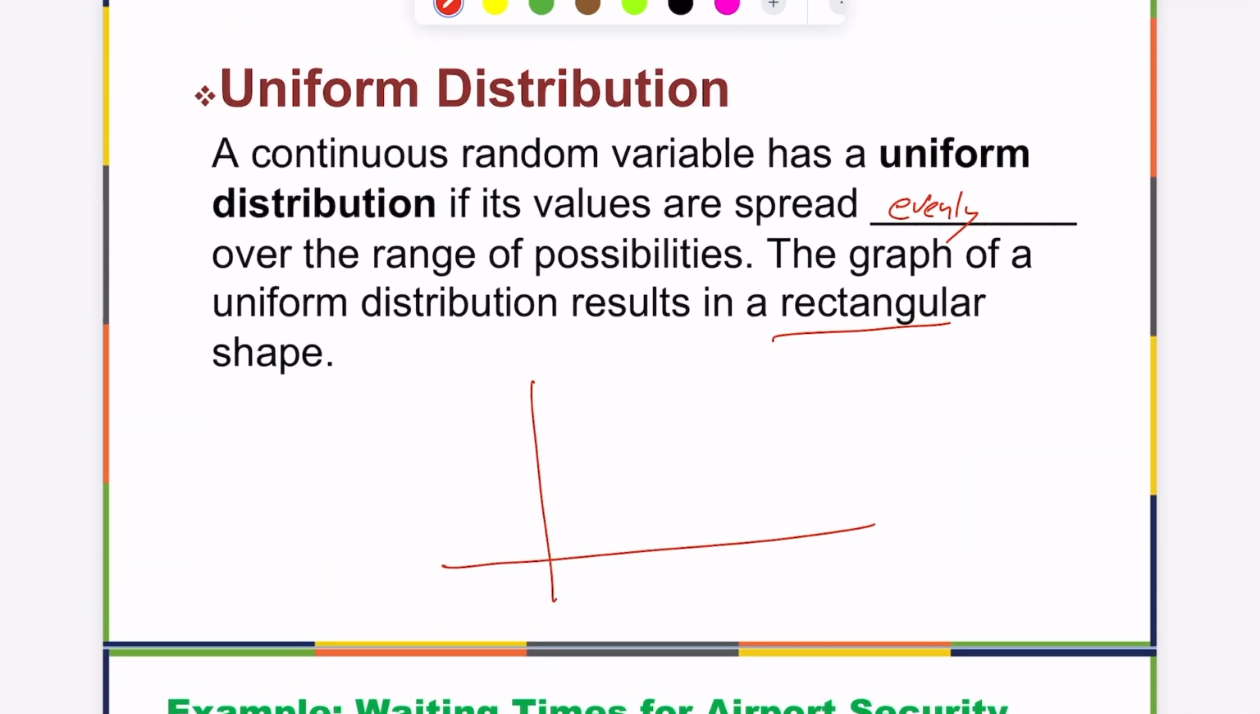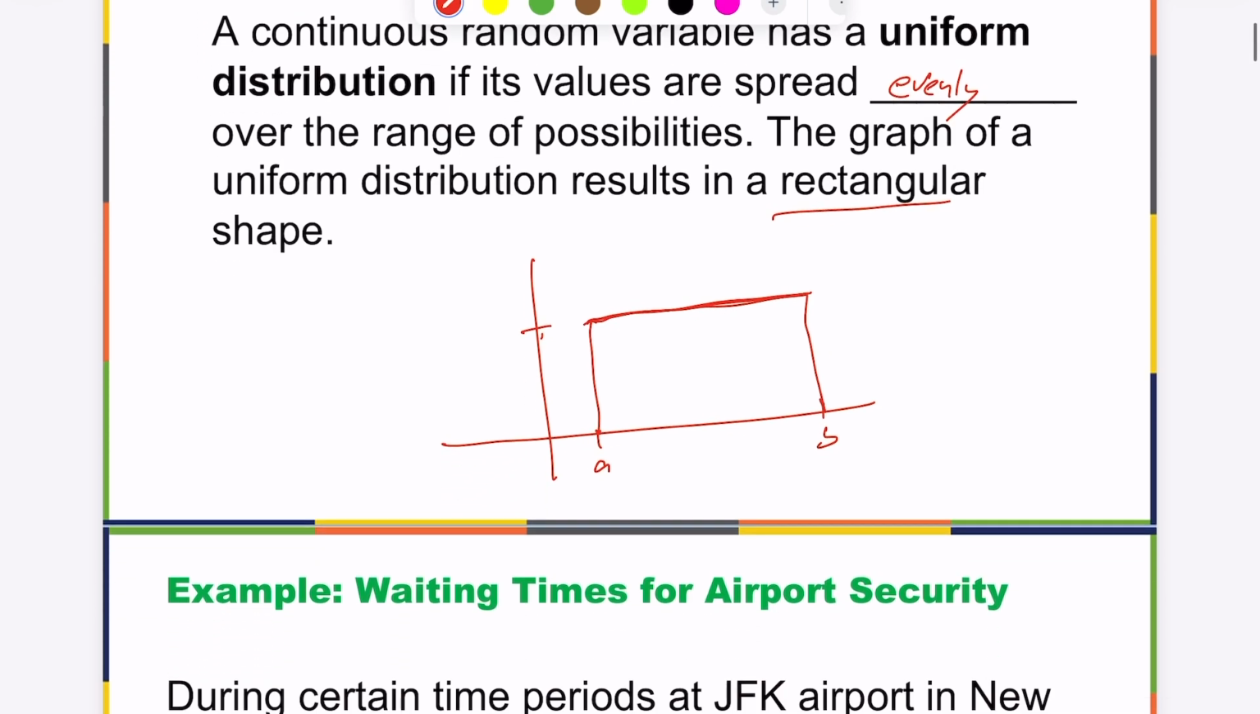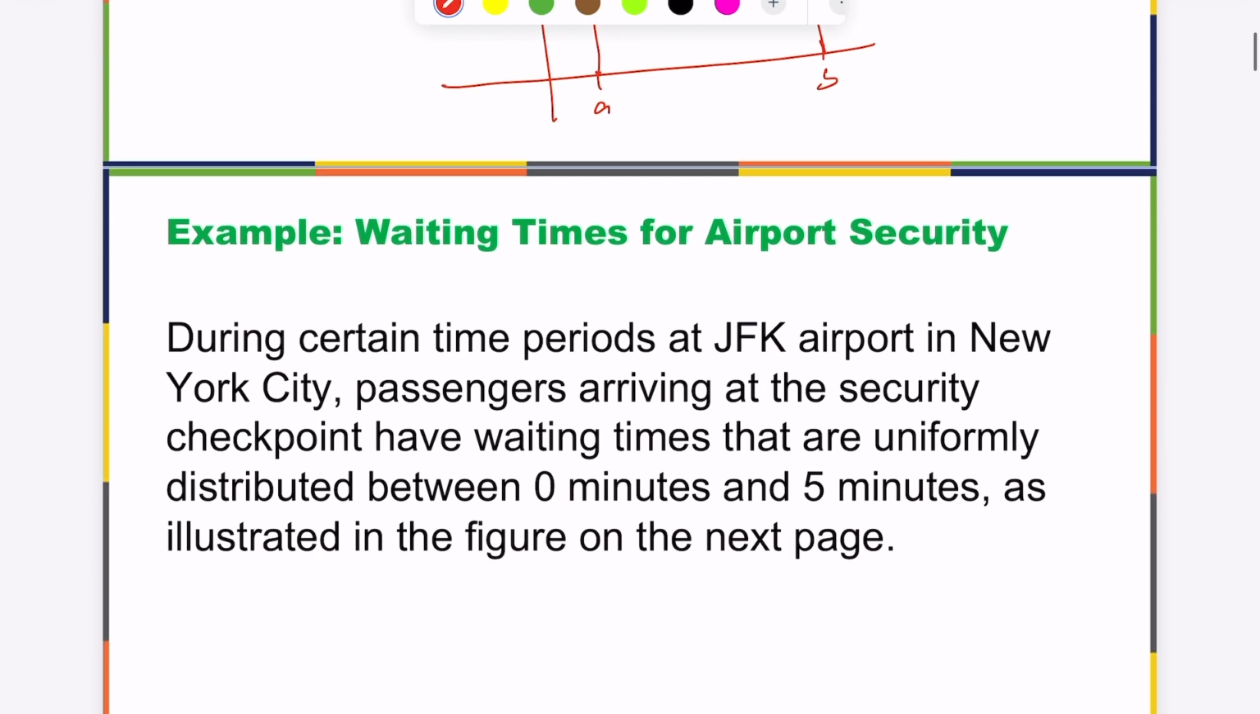Here's A, here's B, and the probability of my random variable being something between A and B is this. This is my density curve, right there. This is not probability on this side. This is something else. This is the density value. The probability is the area. All right, more on that later.